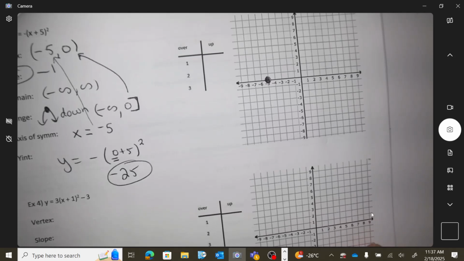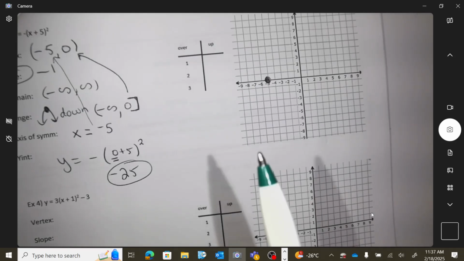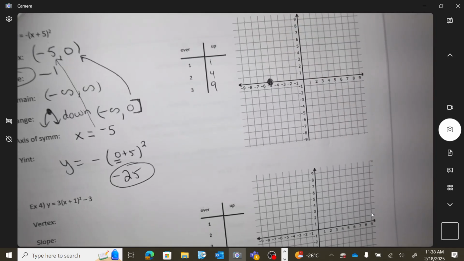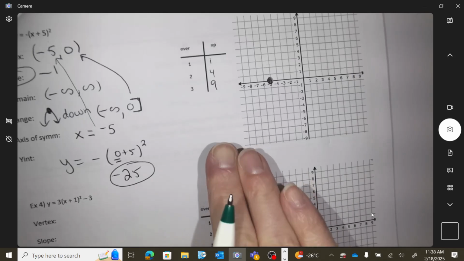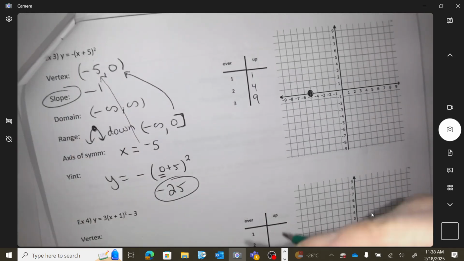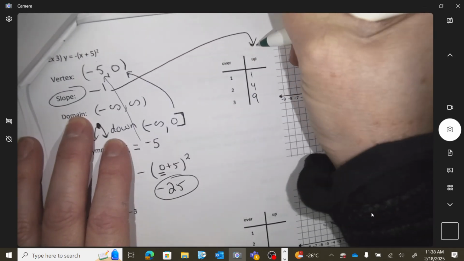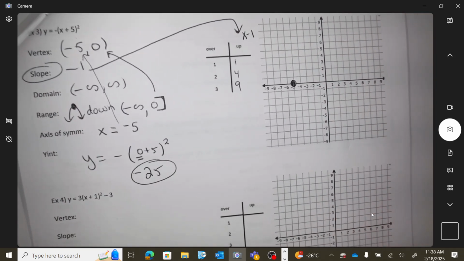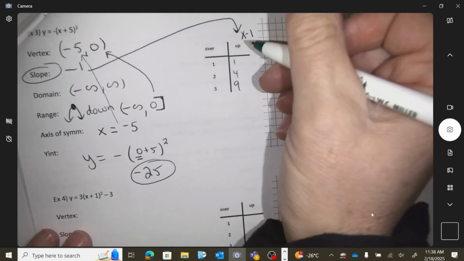So there's your vertex, -5, 0. Okay, I'm going to go to the pattern, 1, 1, 2, 4, 3, 9. This is basic. This would be if your slope was just 1. But we're not that. We had a slope of -1. A slope is a what? A slope is a multiplier. So I'm going to have to multiply my pattern by -1.